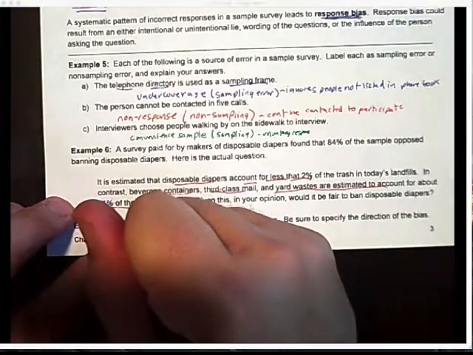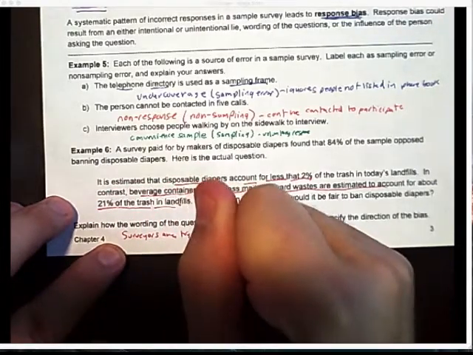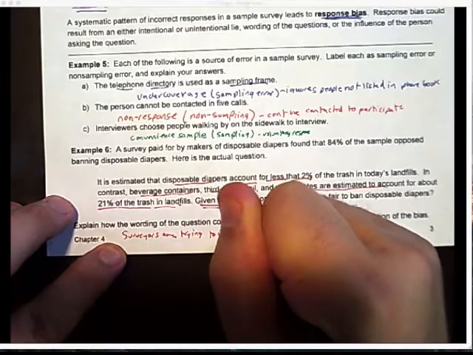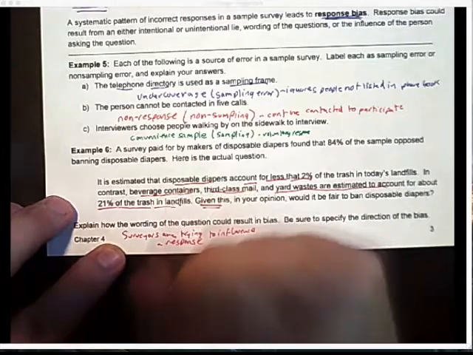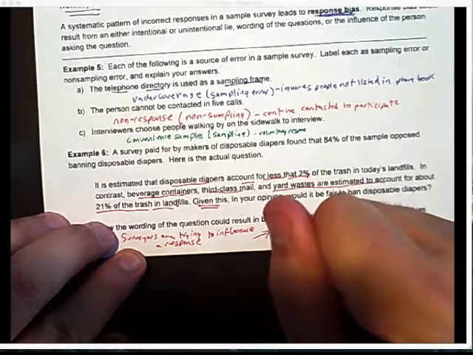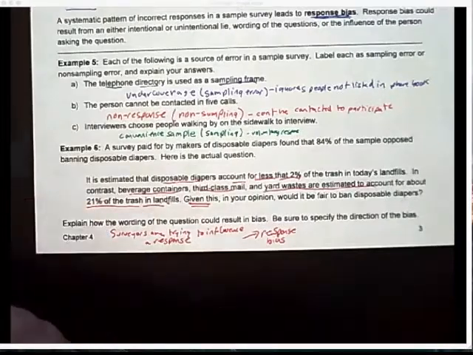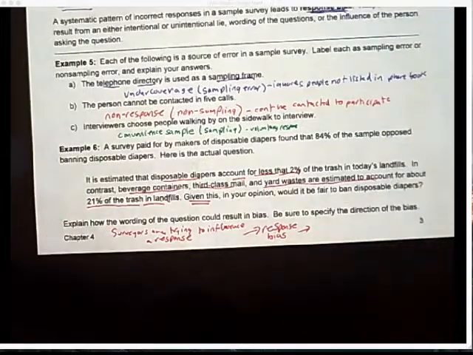So the surveyors are trying to influence a response. Okay, they're trying to influence your response. So what this is, is response bias. The people asking the question are trying to get you to answer a certain way based on the way they framed the question. Okay. So it also tells me to specify the direction of the bias.